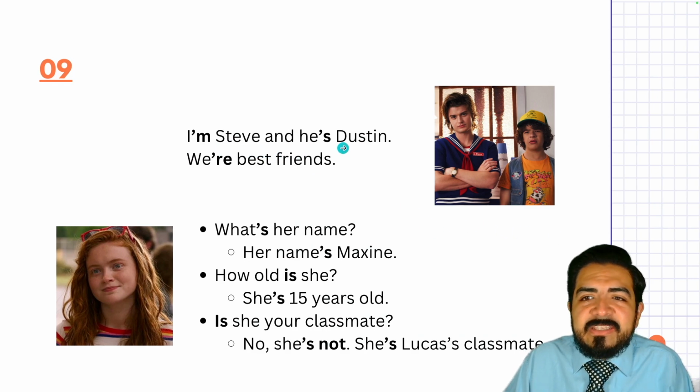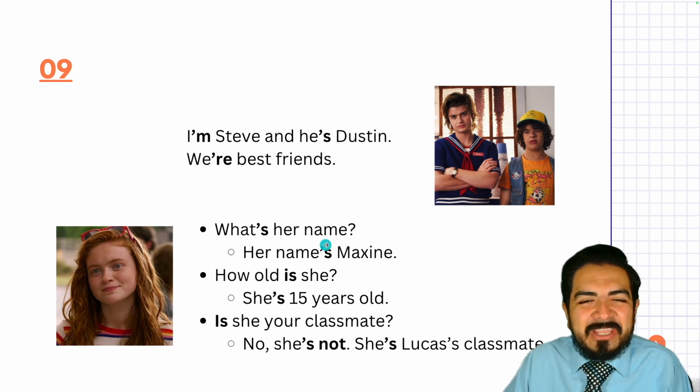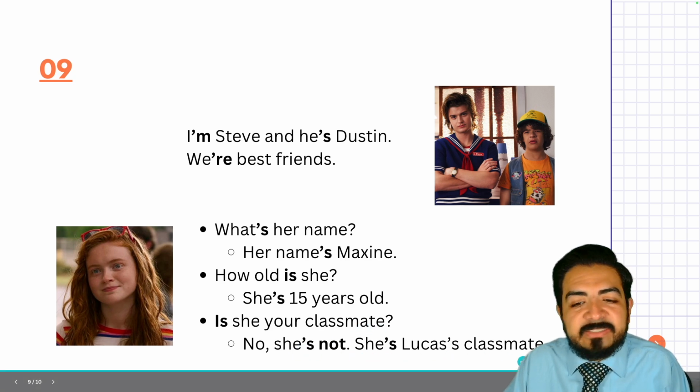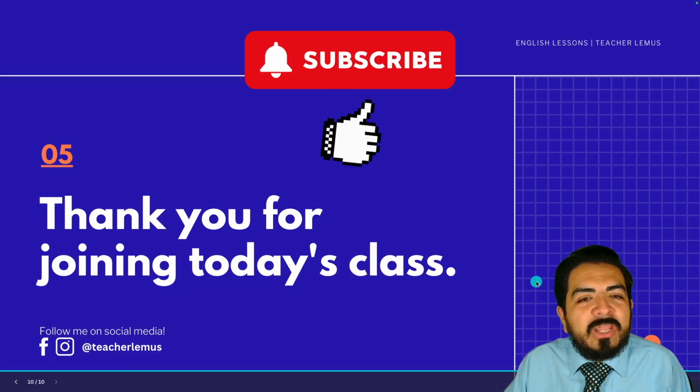I'm Steve and he's Dustin. We're best friends. Yeah? You see the reference? Wink, wink. What's her name? Her name's Maxine. How old is she? She's 15 years old. Is she your classmate? No, she's not. She's Lucas's classmate. Okay? Now here notice that this Lucas's, this is not the verb to be. This is a possessive. We're going to see that in the future later. So this is the verb to be. She is.